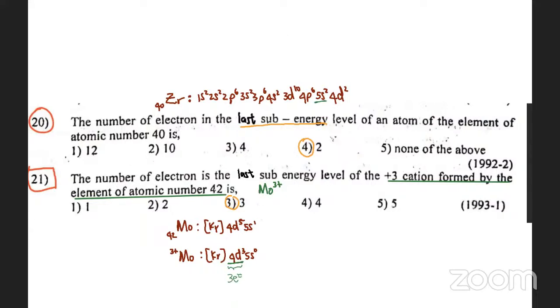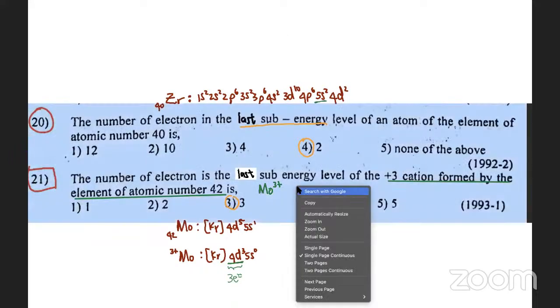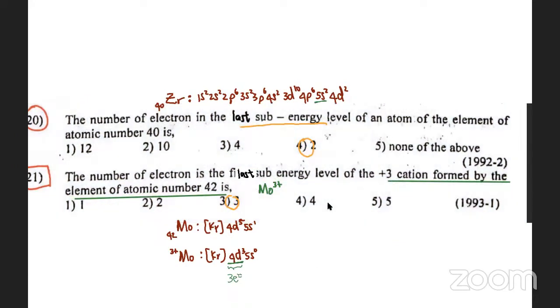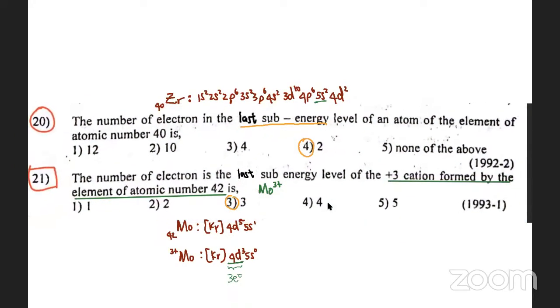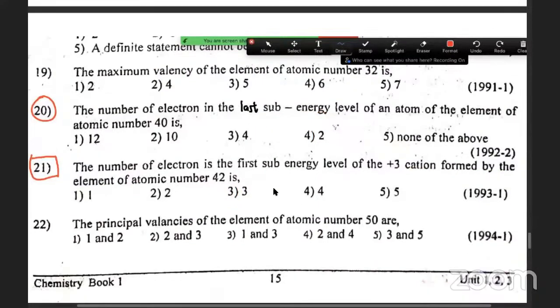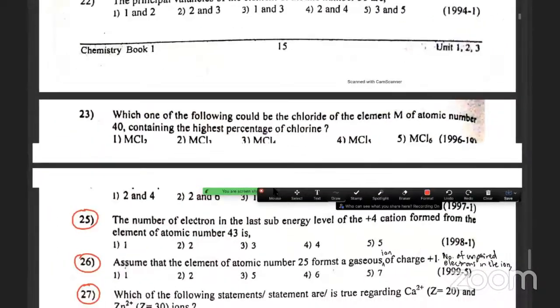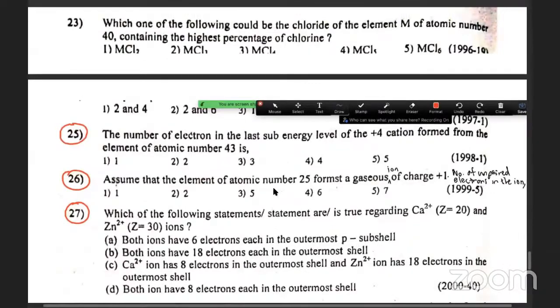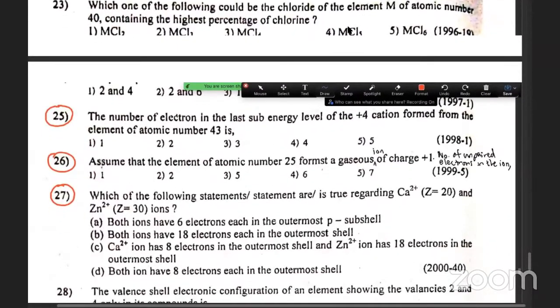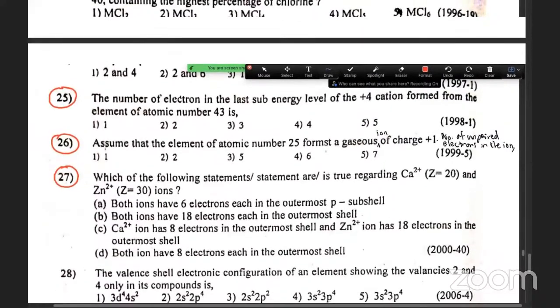Right. So these questions are not very complicated, to be honest. All you have to do is write the electronic configuration correctly and then get the answer. Good. Then we have 25, 26 and 27. Okay, so let's see what this is about quickly. The questions are ready for us.